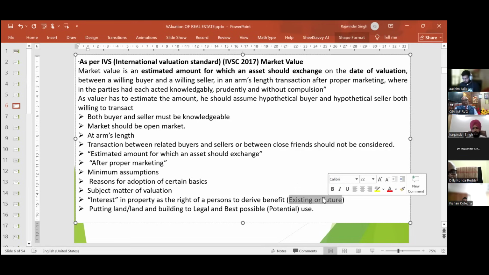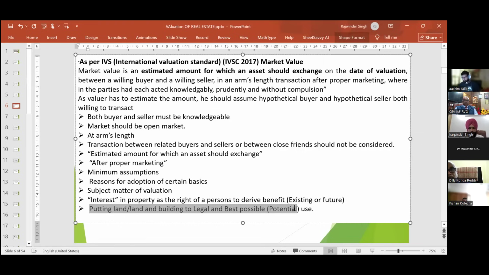And then, of course, in case of real estate, you have to take the highest and best use of the property. We will discuss in the coming slides what is highest and best use. As of now, you must understand that land or the asset should be put to its highest and best use.